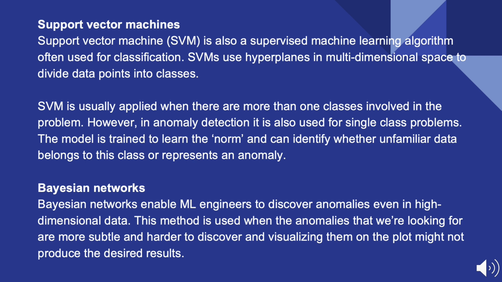an anomaly. Bayesian networks. They enable ML engineers to discover anomalies even in high dimensional data. This method is used when the anomalies that we are looking for are harder to discover and visualizing them on the plot might not produce the desired results.